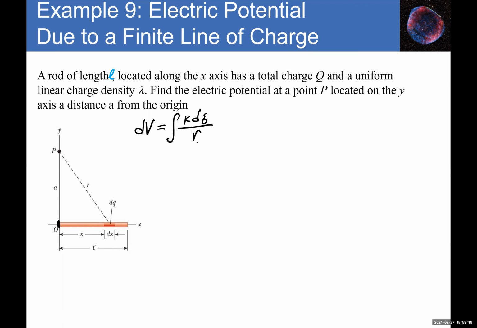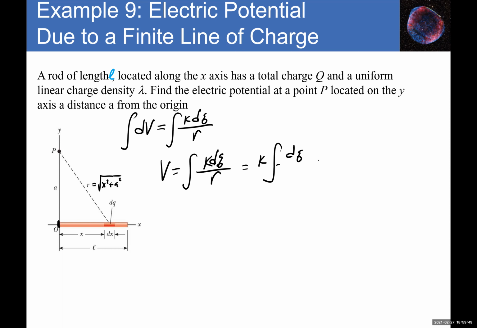Technically, when I'm doing this, it is dV equals k dq over r, and then I'm taking the integral of both sides. So V is equal to the integral of k dq over r. Now, what I can see from here is that r is equal to the square root of x squared plus a squared. So I can replace it with that. k technically can come out. That's the one constant that can always come out. Then I have dq over the square root of x squared plus a squared.